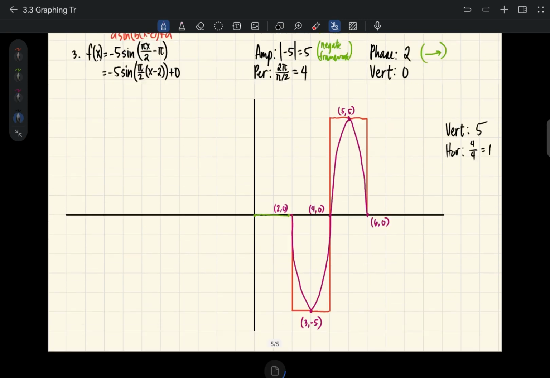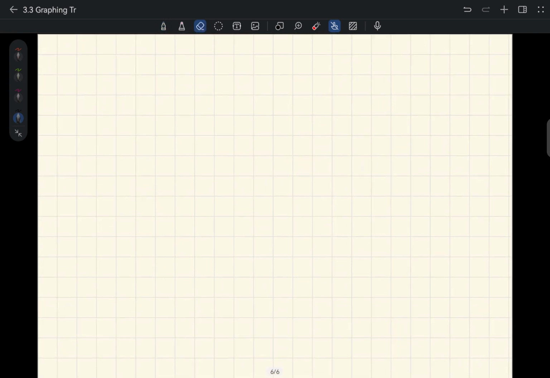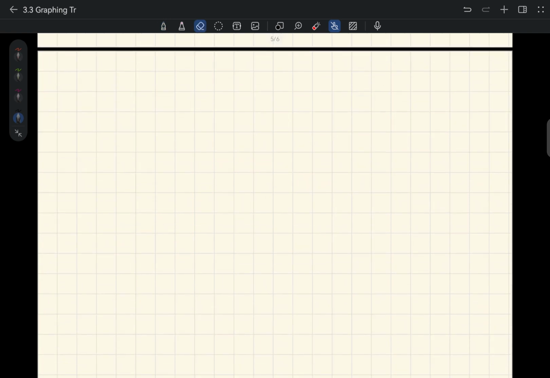And lastly, let's proceed to the fourth example. So this time we have f of x equals negative 2 cosine of x over 2 minus pi over 4 plus 1. So here, once again, our first step is to write this one in the standard form.